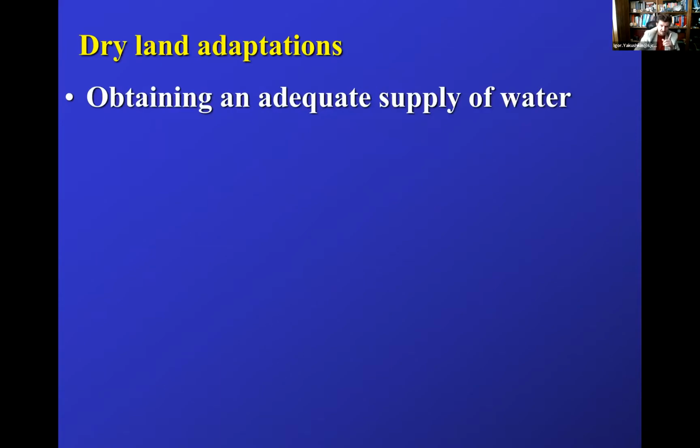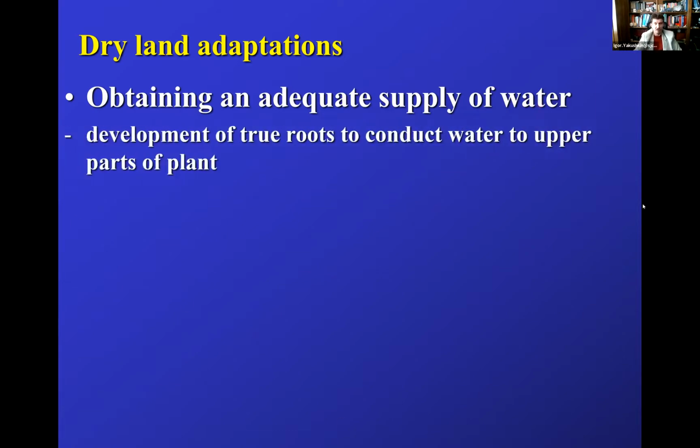Dryland adaptations. First, obtaining an adequate supply of water. So you have to have roots penetrating the soil and start pumping the water out. As a result, you have to have a transporting system. So developing true roots to conduct the water to the upper parts of the plant is extremely important.